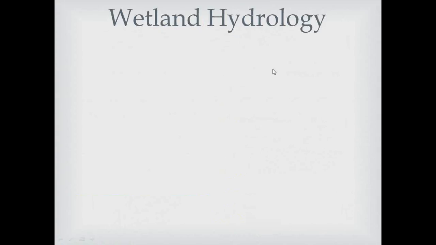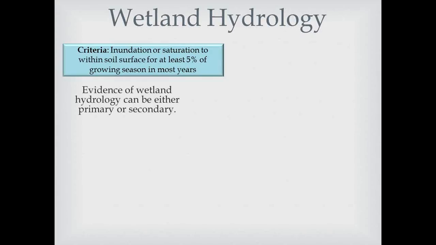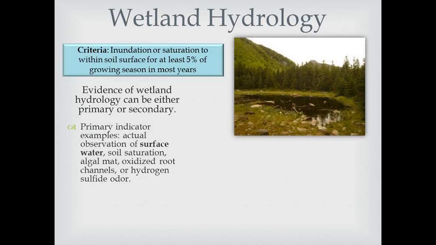So wetland hydrology. As I mentioned before, you need to have inundation or saturation to within the soil surface for at least 5% of the growing season in most years. In Vermont, the growing season translates to about 5% is about 2 weeks out of the year where you're actually seeing plants grow. And because we can't go out and look at every day whether or not the soil is saturated, we look for indicators that are either primary or secondary.